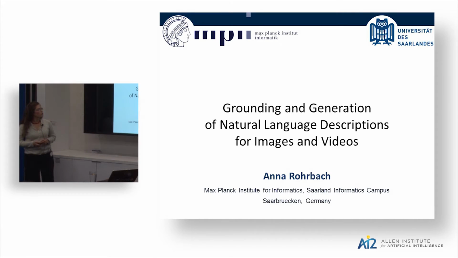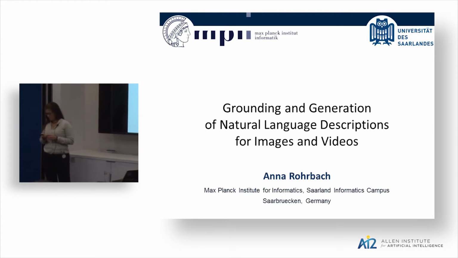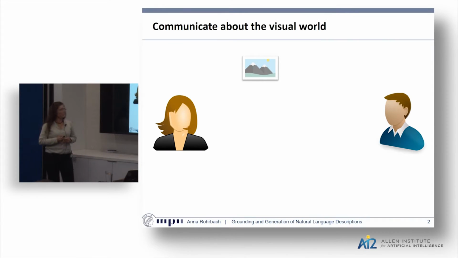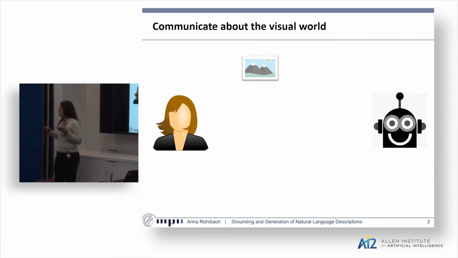So today I will talk about our work on both grounding and generation of natural language descriptions for videos and images. So yeah, let's start. We humans communicate with each other about what we see in natural language. This is our primary way of communicating about the visual world. And of course, as we develop intelligent agents, we would like them to be able to do the same, to communicate with us about the visual world.